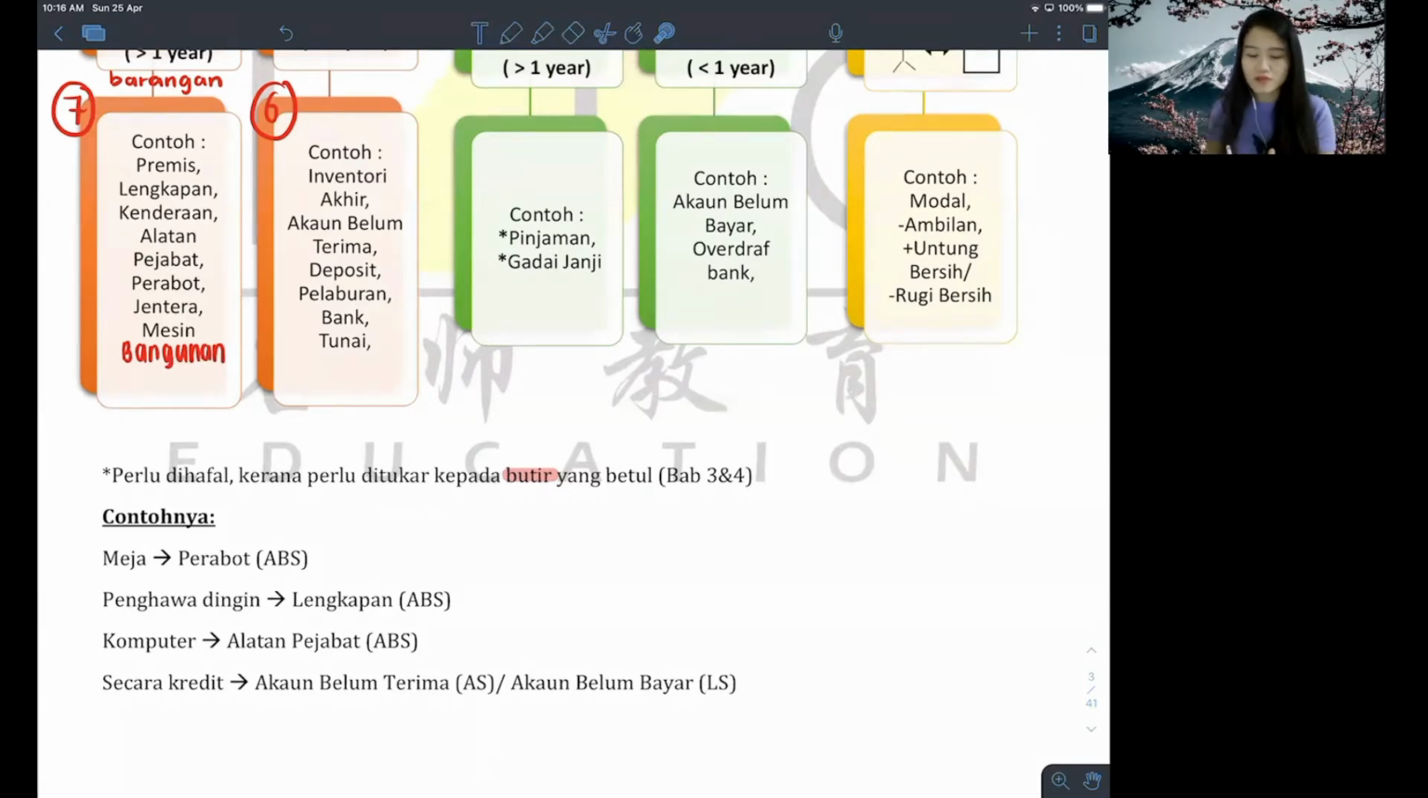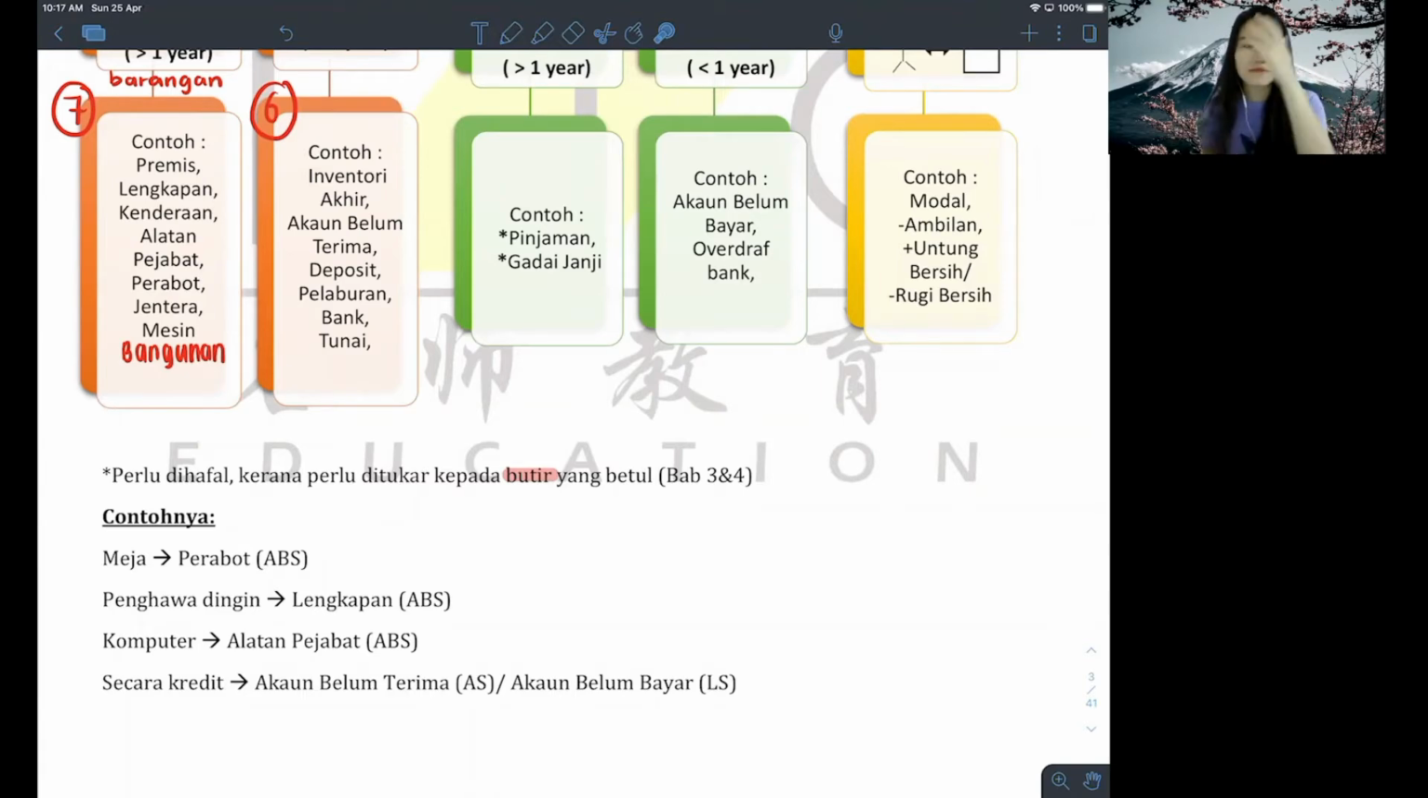We have 7 types. The first one, your shop, is called premise. Lengkapan is fixtures, things that are fixed to the wall. For example, we have fan, aircon, and lights: kipas, penghawa dingin, lampu. These three are the common ones that will come out for lengkapan, things that are fixed to the wall.